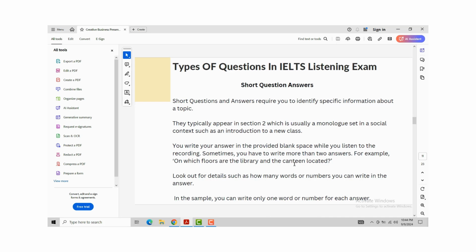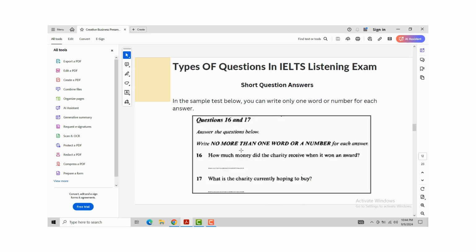Look out for details such as how many words or numbers you can write in the answer. I have discussed this many times before. You have to look out for the maximum number of words or numbers you can write as an answer. In the sample, you can write only one word or number for each answer. This is the sample of the short answer questions: answer the question below, writing no more than one word or a number.